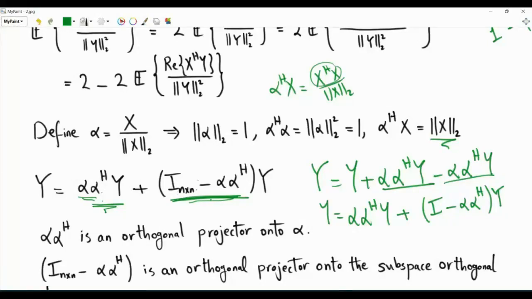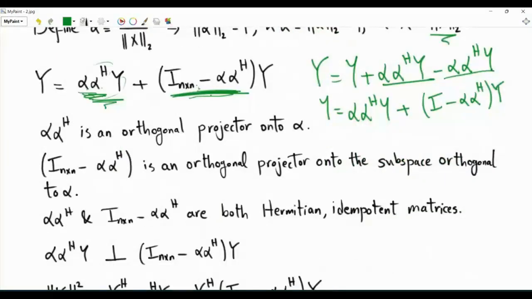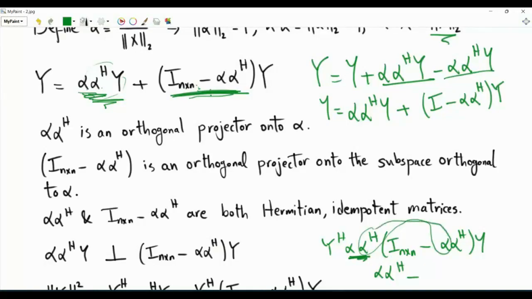We can know that it is equal to 0 from understanding how these projection matrices work, or we can just verify. If I take this vector Hermitian, it will be y Hermitian and then alpha alpha Hermitian, and then we multiply by this vector. We are studying the inner product, and it is clear that if we multiply alpha alpha Hermitian by identity, we get alpha alpha Hermitian minus alpha alpha Hermitian alpha alpha Hermitian. Alpha Hermitian alpha is unity, that's one, and we end with alpha alpha Hermitian. So we have alpha alpha Hermitian minus alpha alpha Hermitian.